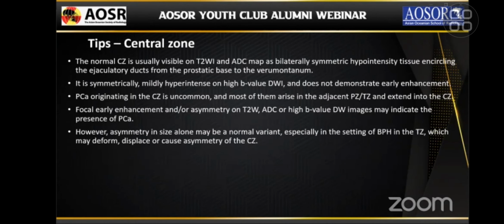Let me conclude with some tips. The central zone is a normal structure that can easily be mistaken for cancer, so be sure to understand it properly. It is confusing because the central zone shows T2 hypointensity and mild diffusion restriction, but it is distinguishable from cancer by its shape, location, and lack of early enhancement. Some cancers can arise from the CZ, but they are rare.